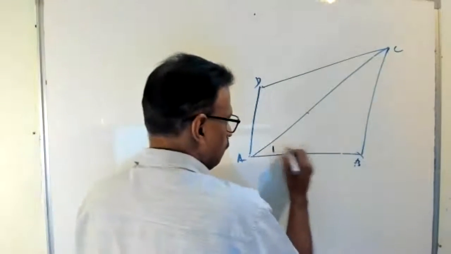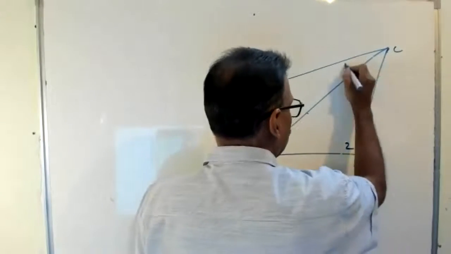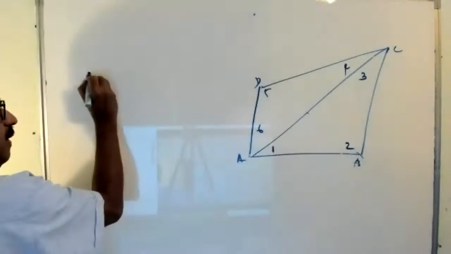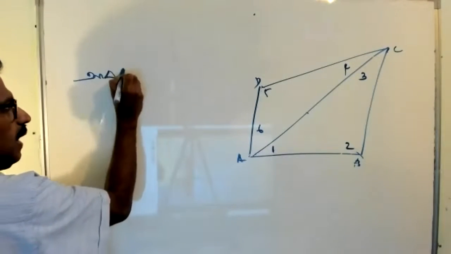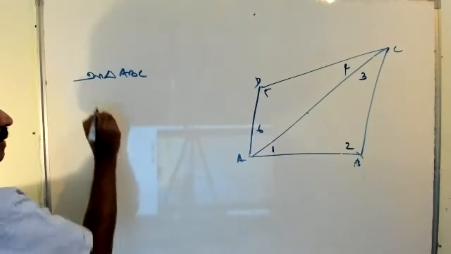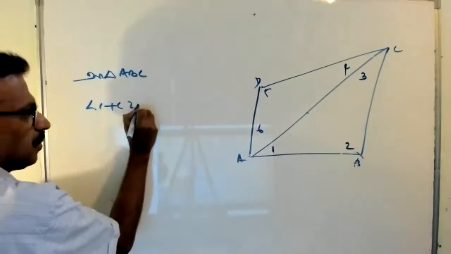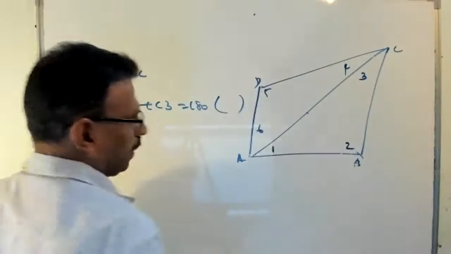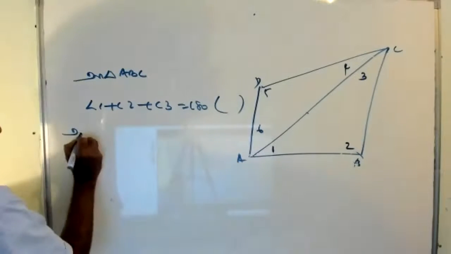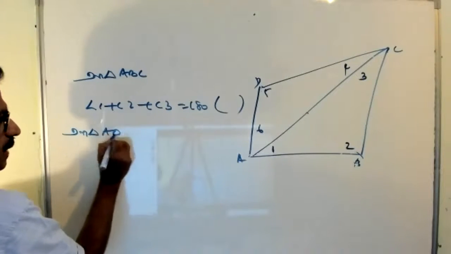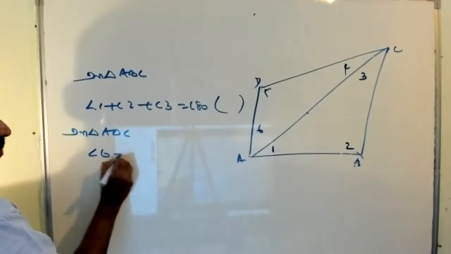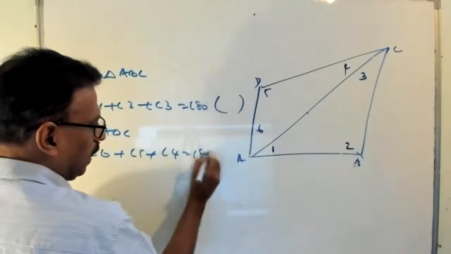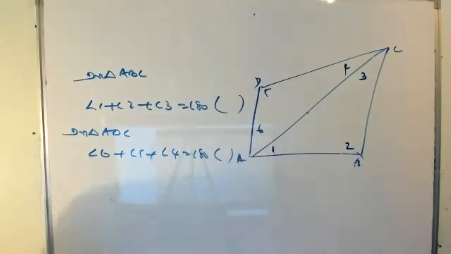Label the angles 1, 2, 3, 4, 5, 6. Then in triangle ABC, angle 1 plus angle 2 plus angle 3 equal to 180, angle sum property of a triangle. Then in triangle ADC, angle 6 plus angle 5 plus angle 4 equal to 180, again angle sum property of a triangle.